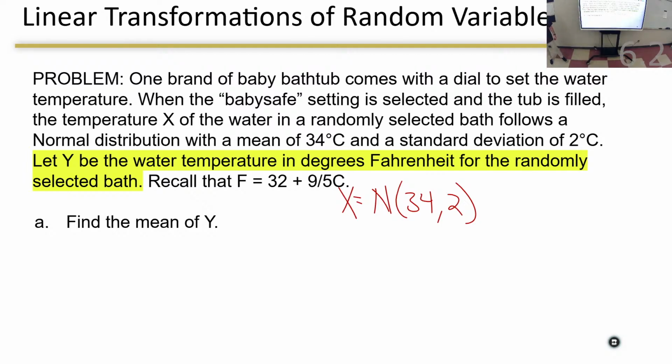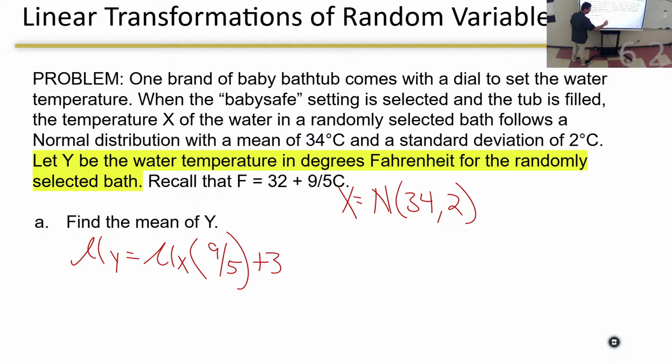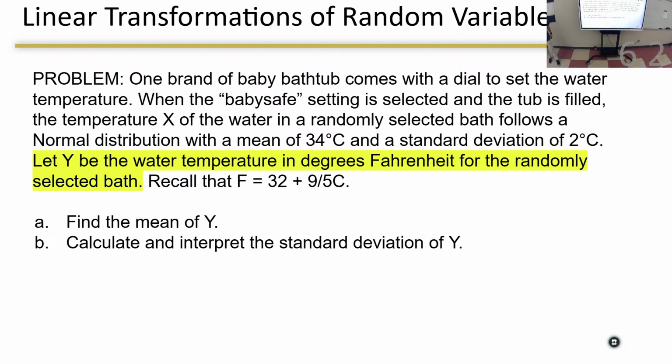Find the mean of Y. Well, the mean of Y is equal to the mean of X multiplied by 9/5, but we're also adding the 32. And the mean of X was 34. So 34 times 9/5 plus 32. Everybody okay with that? I'll give you that answer in just a second.